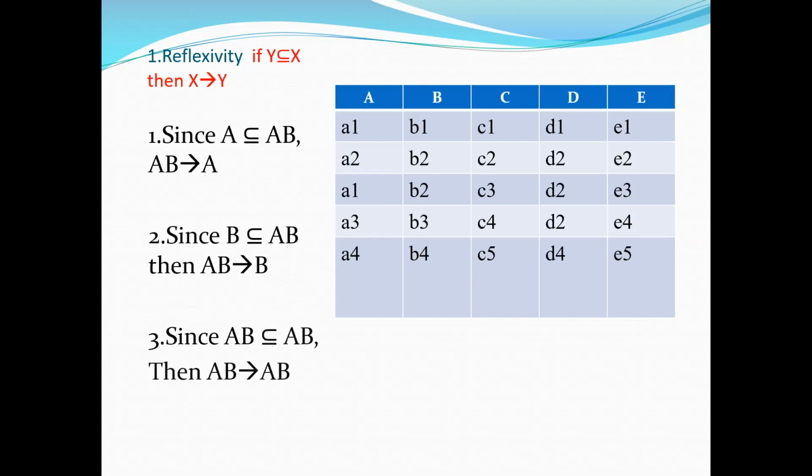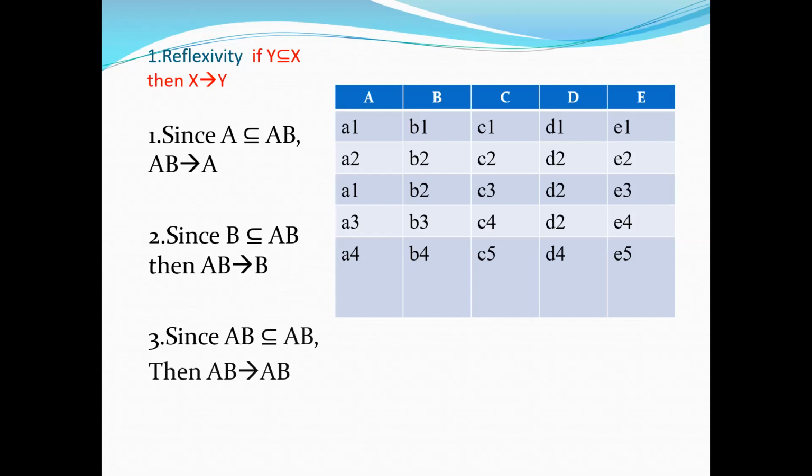A1, B1 pair. Is it present anywhere else in the AB column? No. A2, B2 pair, is it present? No. A1, B2, is it repeating? No. A3, B3 pair is repeating? No. A4, B4 pair is repeating? No. So A1, B1 corresponds to value A1, A2, B2 corresponds to A2, A1, B2 corresponds to A1, A3, B3 corresponds to A3, A4, B4 corresponds to A4. So AB to A holds.